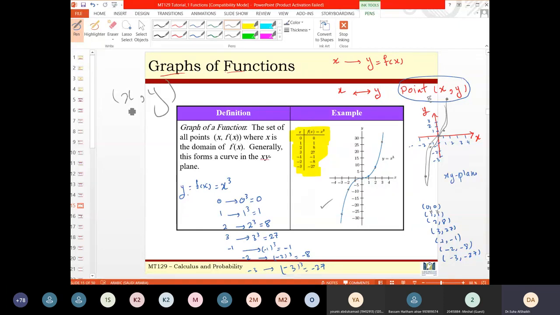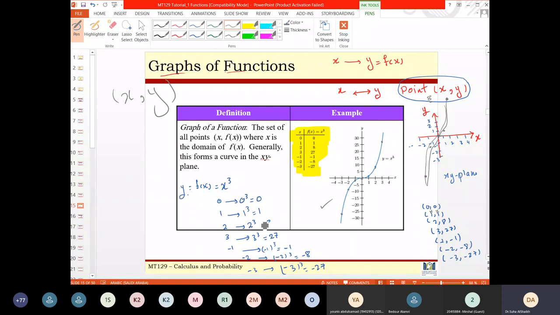x we call independent, and the y follows. Right? Each time I change x, I get a y. You can see it here in the table. x y, x y, x y. Now, graphing the function, this is like a primitive way to do it, a primitive way to graph the function: I put a point and I sketch it.